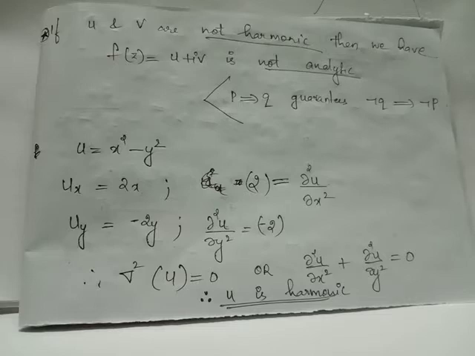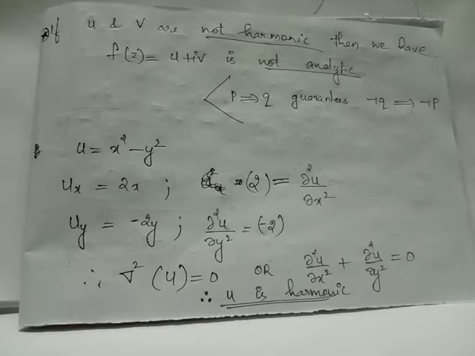But whenever P implies Q is true, we have negation Q implies negation P. That is, if you are able to conclude that u and v are not harmonic functions, or if you happen to conclude that u and v do not satisfy Laplace equation, then you can conclude that f of z equals u plus iv is not analytic. That is, if u and v do not satisfy Laplace equation, then the function constructed using u as real part and v as imaginary part will surely be a non-analytic function.